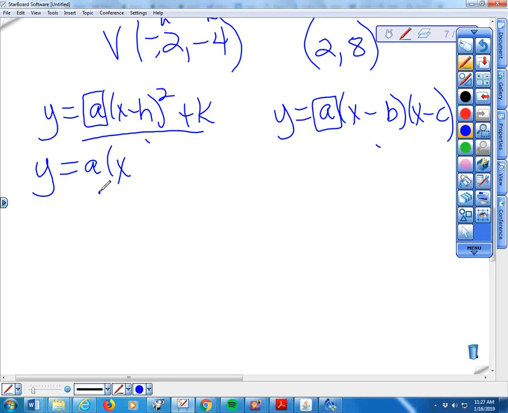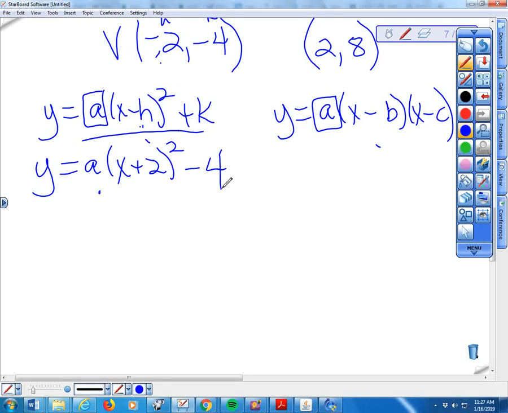What is h? H is negative 2, so when I put it in here, it's going to be x plus 2. And k is negative 4. Right? Yeah. So I'm going to put the vertex into the form.